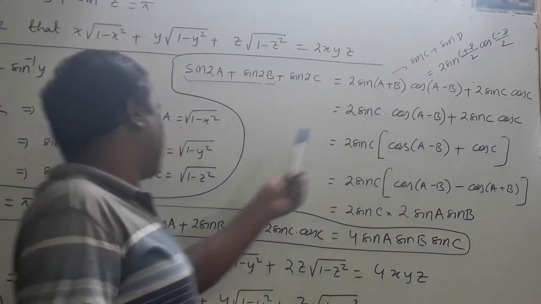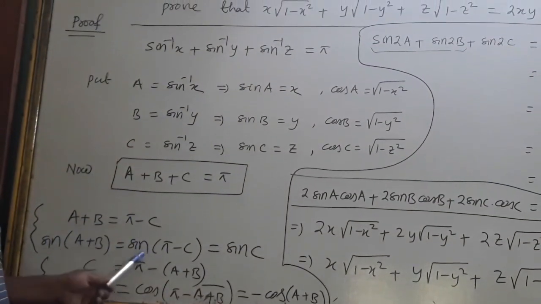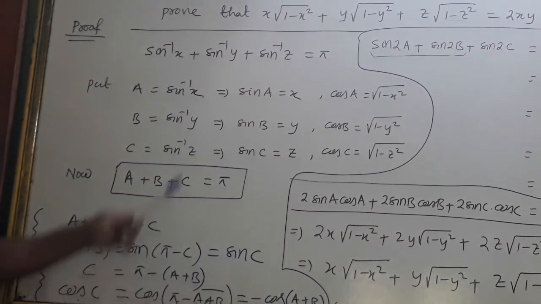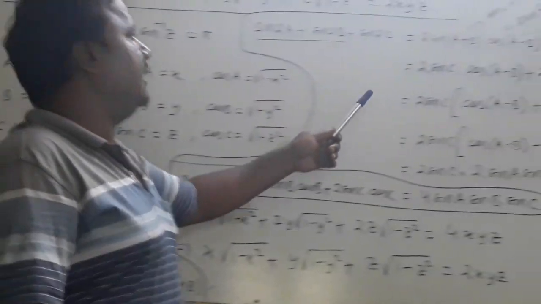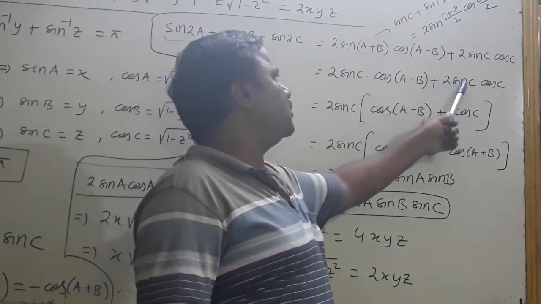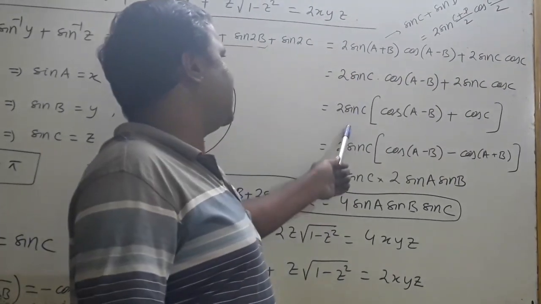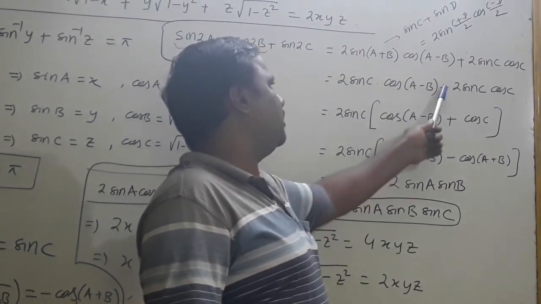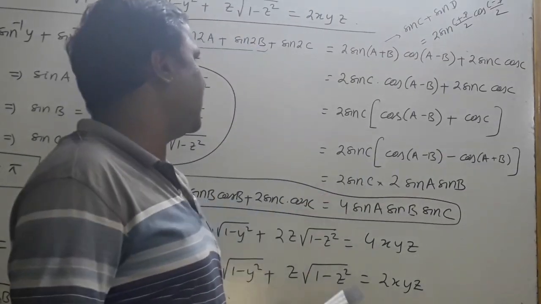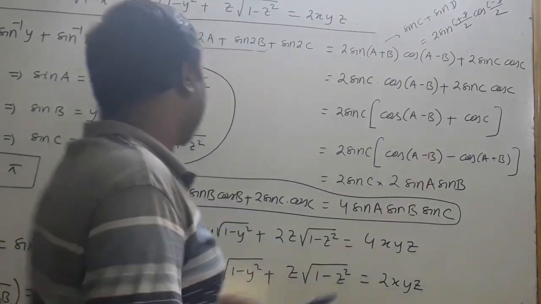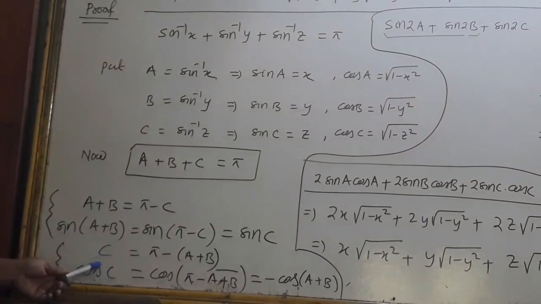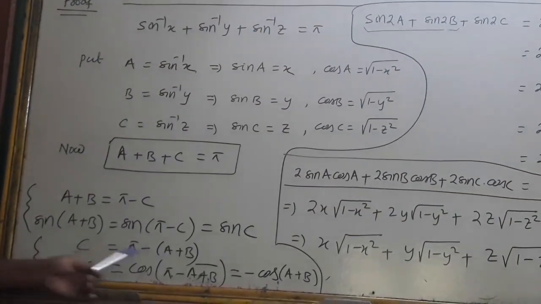Now sin(A plus B): what is A plus B? It is pi minus C. Sin(A plus B) is sin(pi minus C), that is sin C. So instead of sin(A plus B), I am writing sin C here. It is 2 sin C into cos(A minus B) plus 2 sin C cos C, taking 2 sin C common, it is cos(A minus B) plus cos C. Now what is cos C? C is equal to pi minus (A plus B).